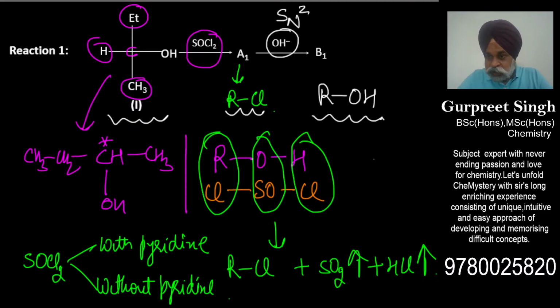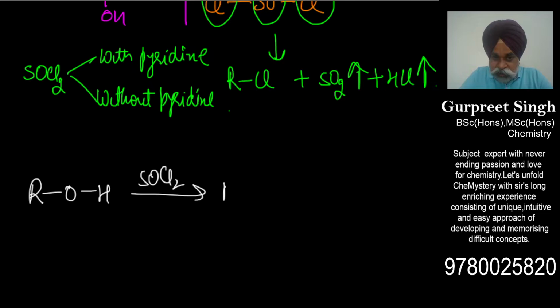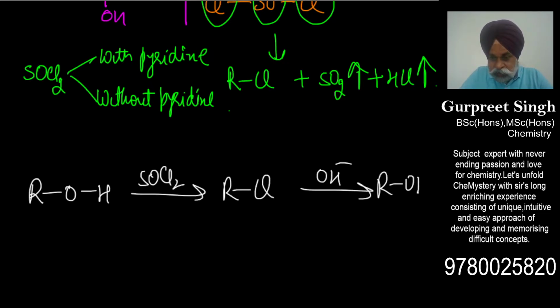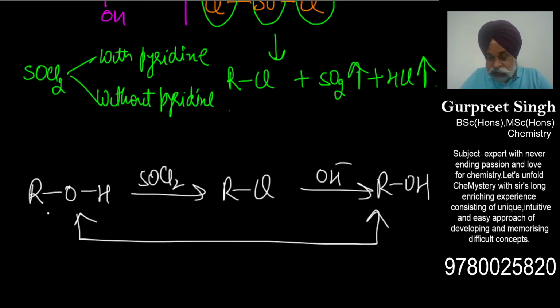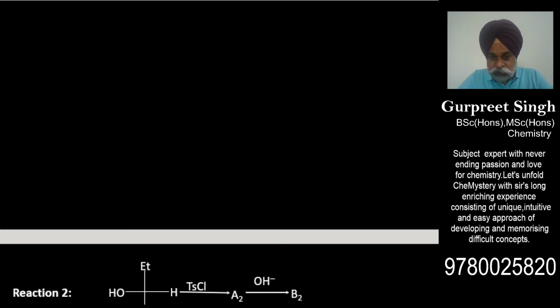First, on a very basic level, you have to understand it this way: you have started with alcohol, you treat it with thionyl chloride, you get an alkyl halide, you again treat it with OH negative, and you get back the alcohol. Now the point here is whether you are getting the same configuration or a different configuration. This is what they wanted to check in the question. Okay, so this is one thing which you should know about.